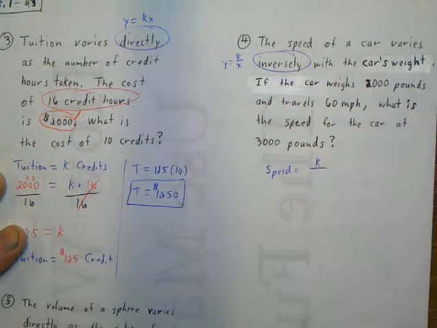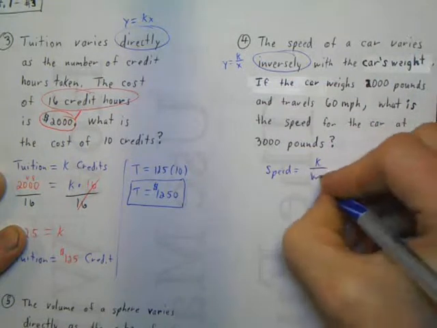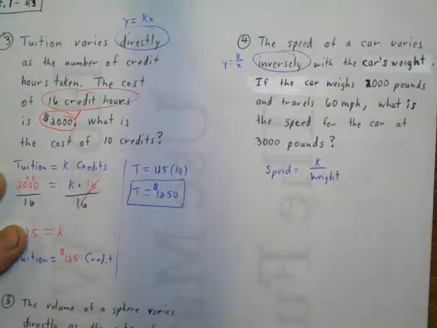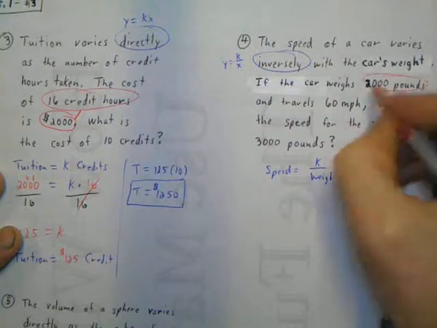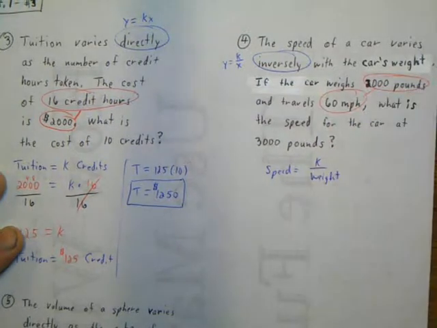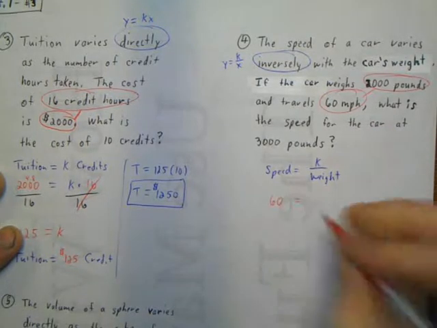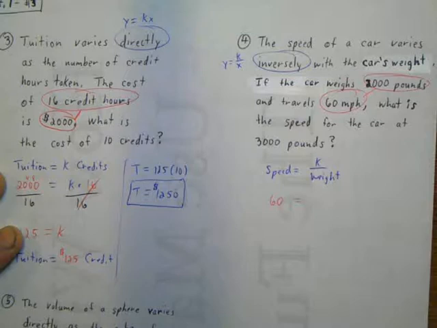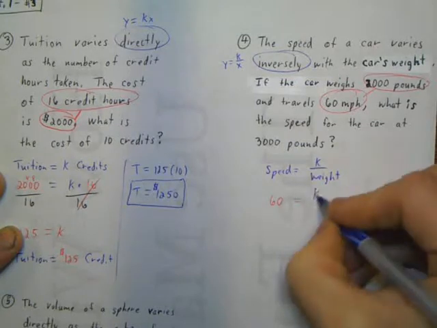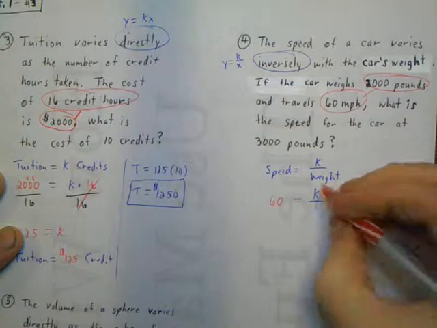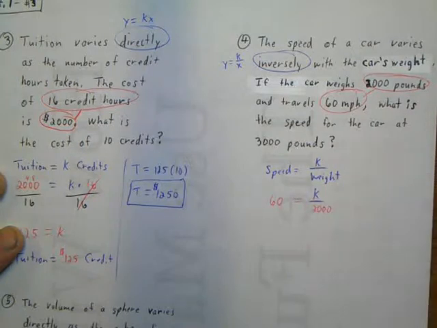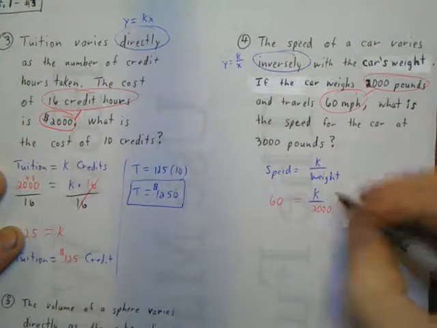So I'm going to use weight. So speed equals constant divided by weight. In the story problem, I see the 2,000 pounds goes with the 60 miles per hour. So I just need to get things in the proper place. 60 miles per hour goes over here. And my constant k divided by my weight of 2,000. So now I need to multiply both sides by 2,000.